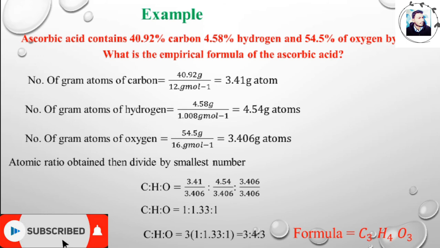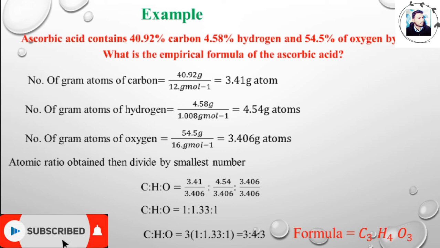And then we extract the gram atoms of each element by dividing the mass by their atomic mass. First, we extract the number of gram atoms of carbon, and we apply the same formula to extract the number of gram atoms of hydrogen, and then the number of gram atoms of oxygen, and we get the simple ratio of the gram atoms of carbon, hydrogen, oxygen: 3.41 gram atoms, and similarly 4.54 gram atoms and 3.406. 3.406 is the smallest number.